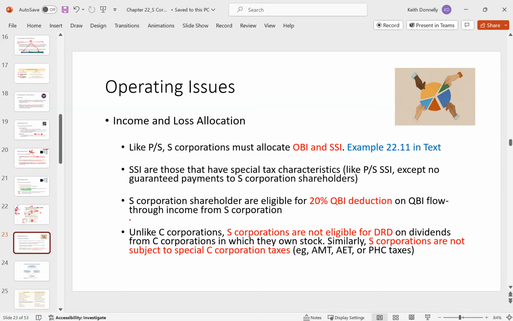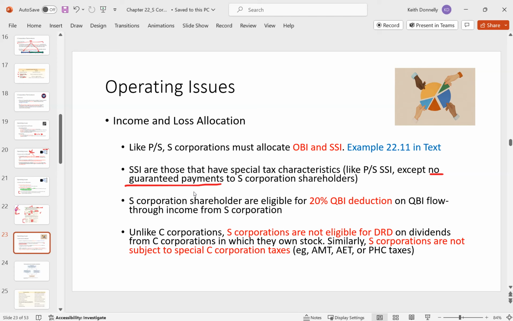This is just saying that, like partnerships, we have to allocate, and we just saw how to do this, our ordinary business income and our separately stated items. A few things to be aware of with S corps. There are no guaranteed payments to an S corp. You get those for partnerships, but you do not get those for S corps. Similarly, you can get that 20% QBI deduction if you're an S corp shareholder and the income flows through to you.